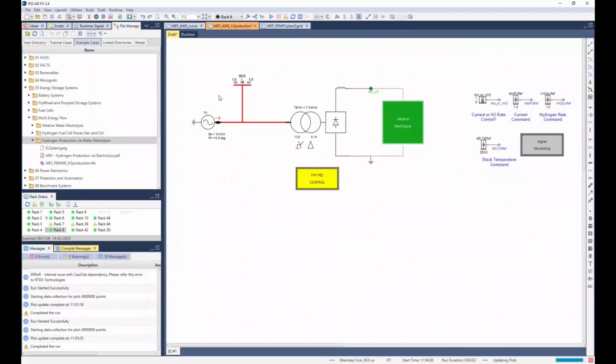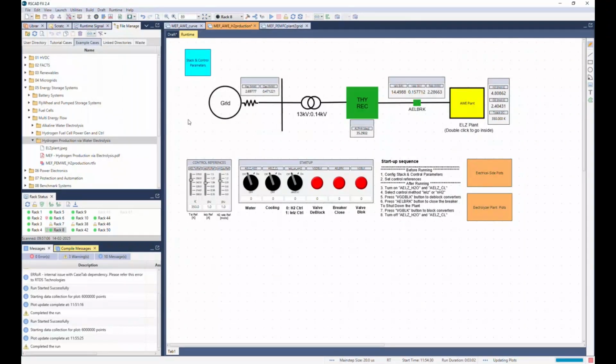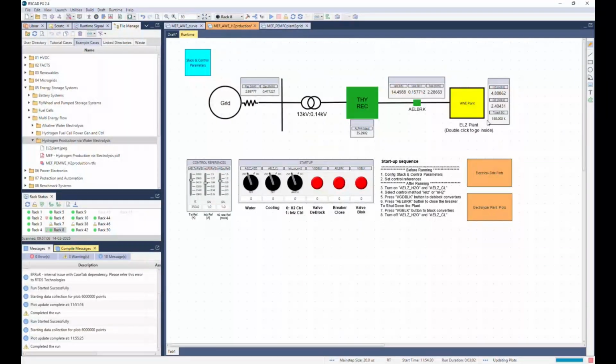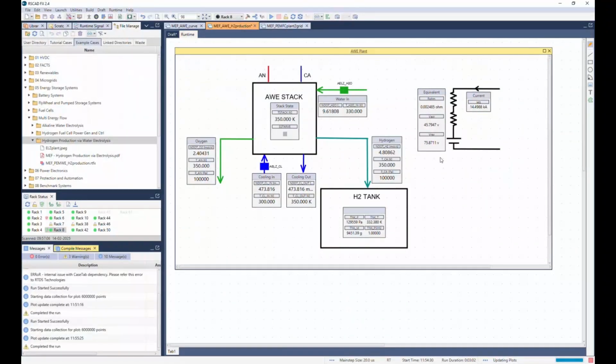Now we can go to the runtime. In the runtime, you can see graphic to depict the system. Sliders to change the stack and control parameters are placed inside this hierarchy box. Users can change these sliders based on their system setting. Inside this hierarchy box, the yellow color one, I have placed graphics and numeric meters to observe some important variables of the alkaline water electrolyzer and the hydrogen tank.